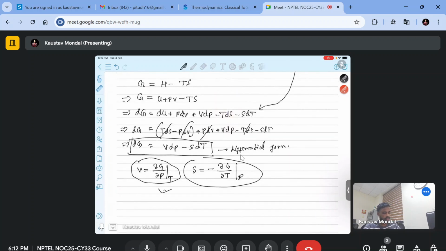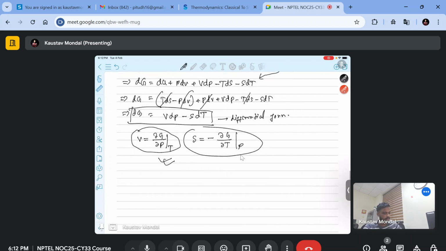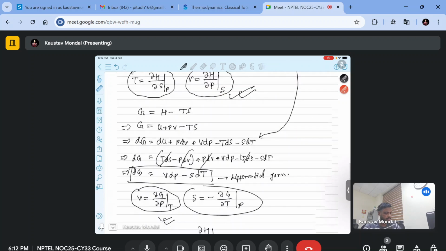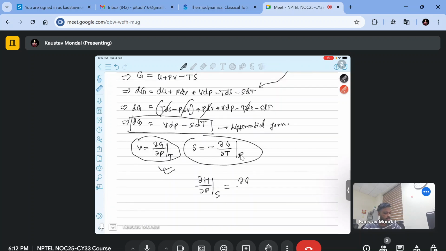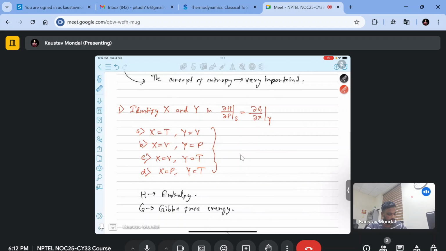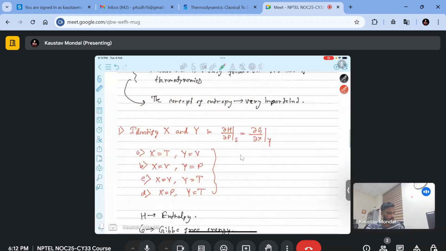So we can equate that, right? So that means that del H del P at constant S will be equal to del G del P at constant T, right? So now, if we see our question here, what is asked is del H del P at constant S will be equal to del G del X at constant Y. Now you have to find what will be the X and Y for this problem, right?